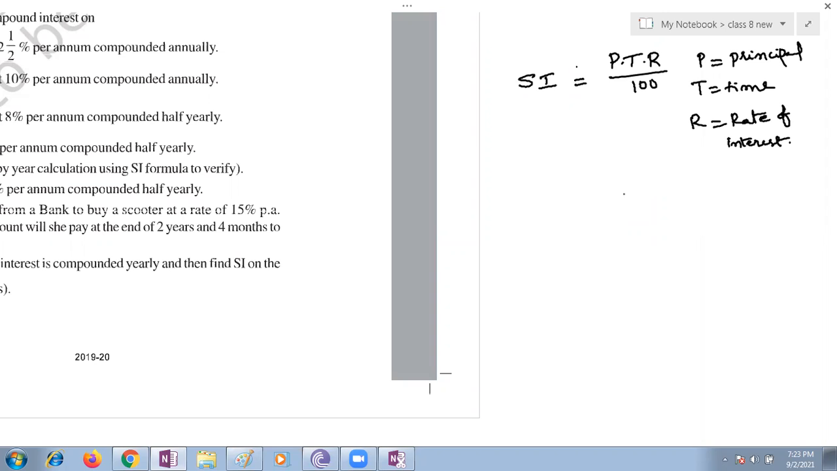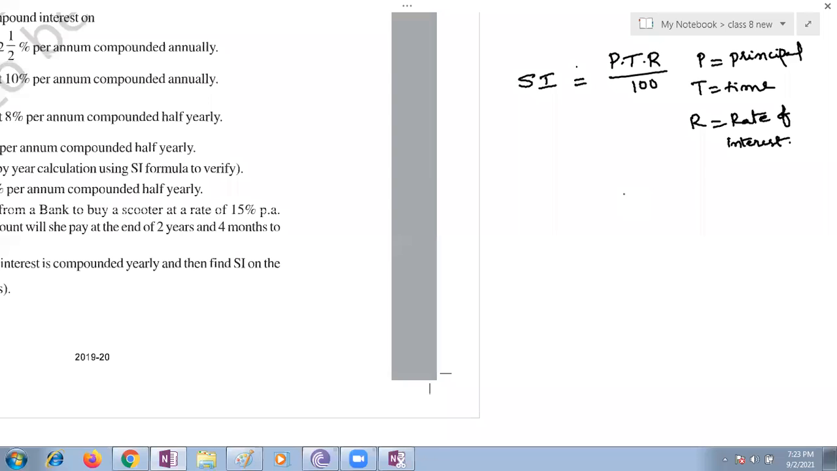The principal is changing periodically. Suppose they ask about annually compounded interest, then you calculate annually. If they ask half yearly, you calculate half yearly. If they ask quarterly, you calculate quarterly. Then each and every period, the principal amount will be changed. That is the major difference between simple interest and compound interest. Did you get my point, children?